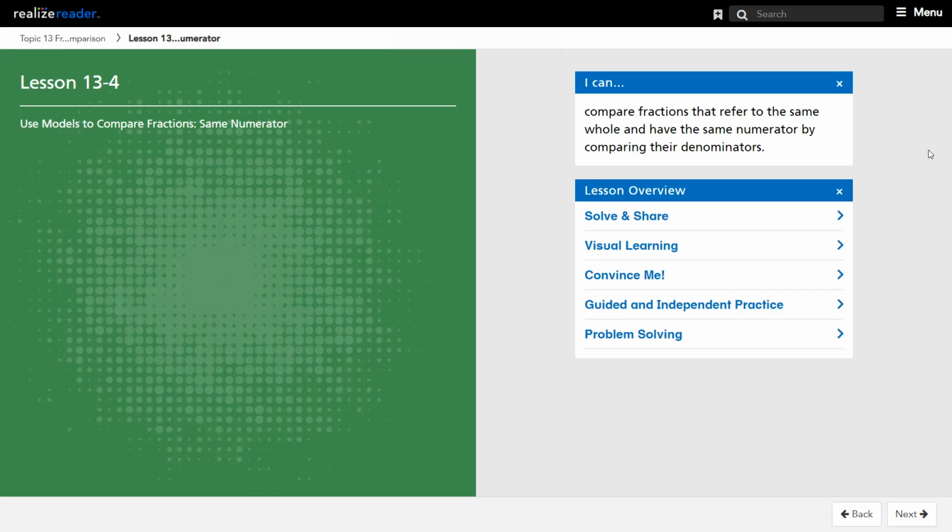Hello, third grade, and welcome to lesson 13-4. This lesson's titled Use Models to Compare Fractions, and we're going to focus on fractions that have the same numerator.